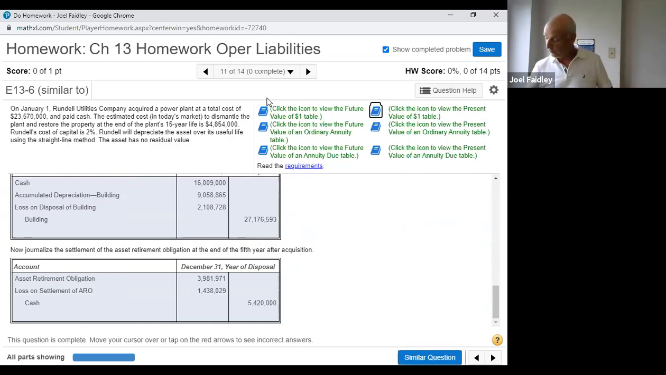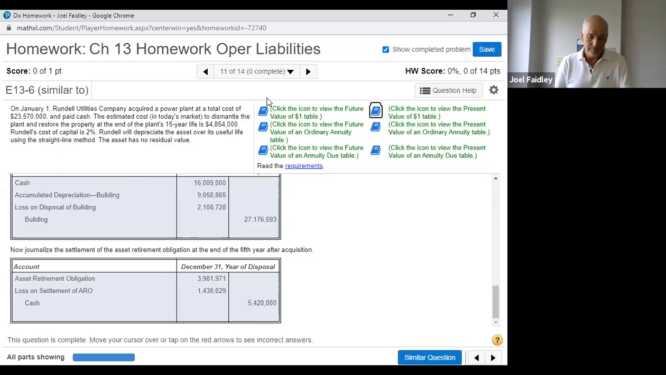That $5,420,000, that's even more than the $4,854,000 they thought it was going to be 10 years later, right? So they did a pretty poor job of estimating what it was going to cost. So you got two things here. You got a loss on your asset that has been depreciated versus what you were paid for it. And then you got a loss on the ARO that you've been accruing through accretion expense and what you actually had to pay to decommission, decontaminate, restore the property to what it should be.